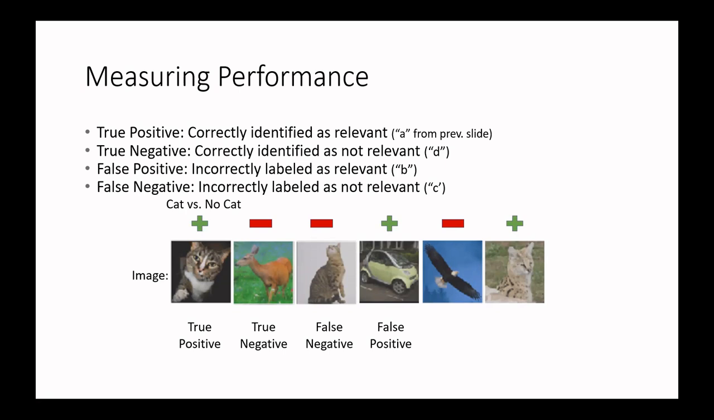True negative, correctly identified as not relevant. So basically, that's what it means. False positive means when you make a mistake, incorrectly labeled as relevant. It was a dog, but you said it's a picture of a cat. So one can talk of true positive, true negative, false positive, false negative.